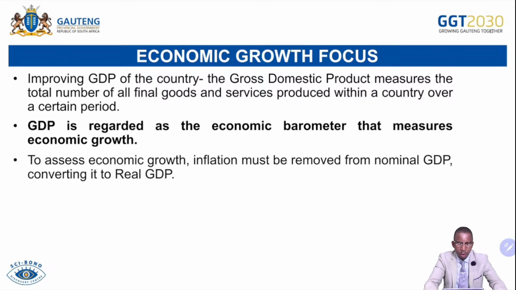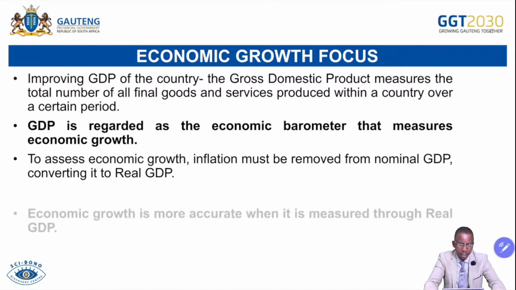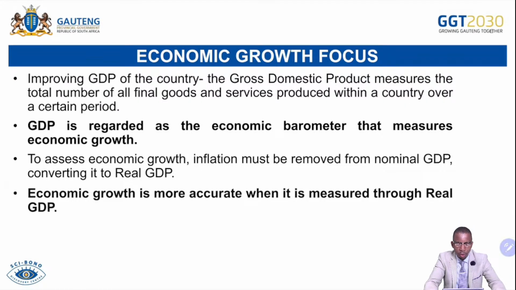To assess economic growth, inflation must be removed from nominal GDP, converting it to real GDP. Why should we remove inflation? Inflation must be removed so that we don't discover distorted figures of economic growth. We will assume that there is more economic growth while there is no economic growth. Instead, there is a high level of inflation. Economic growth is more accurate when it is measured through real GDP. So we prefer using real GDP over nominal GDP to measure economic growth.